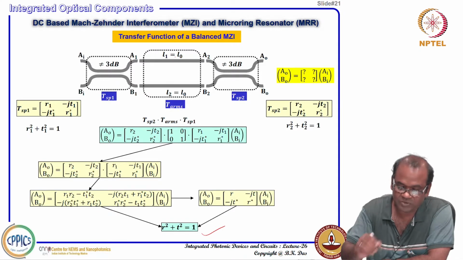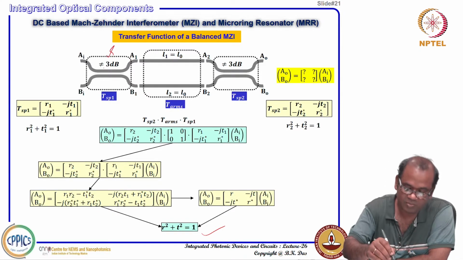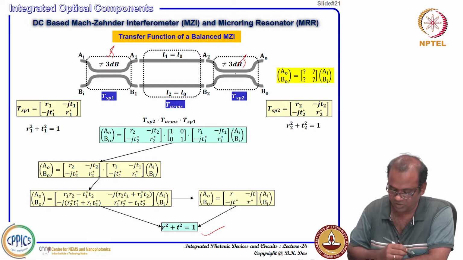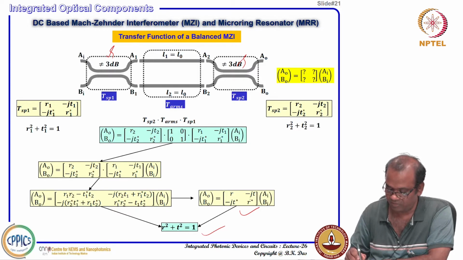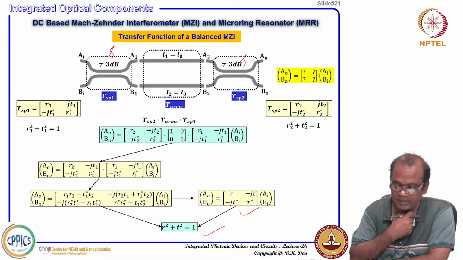Okay. So, the arms are lossless, and we are considering the 3 dB power splitter lossless. So whatever we are getting is simply a 2 by 2 transfer matrix, as if R minus jT, jT minus R star. So that simply we are getting.